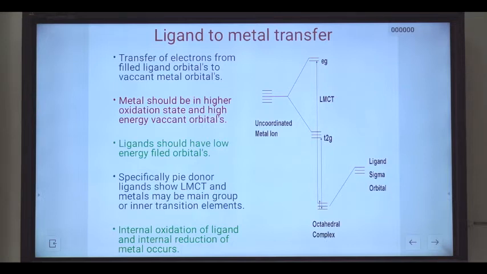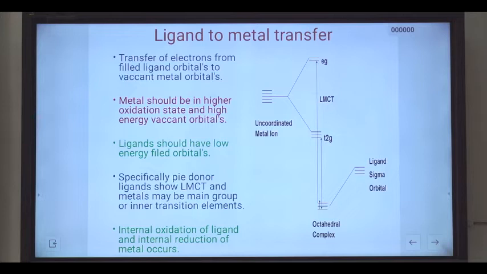The metal should be in the higher oxidation state for the transition to occur. Next, the ligand should have low lying energy filled orbitals. If the ligand is at the low level and the metal is at the higher level, then only the transition will take place.